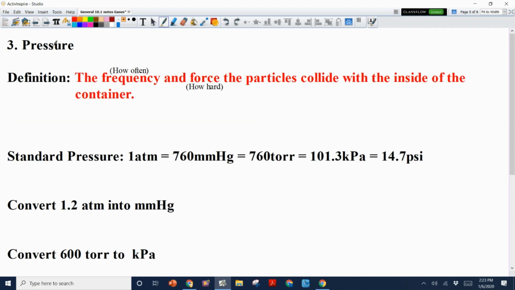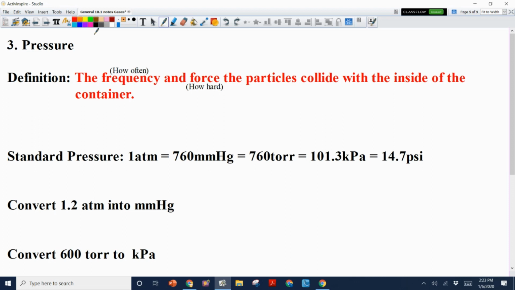Okay, pressure. Well, let's define what pressure is first. Pressure is the frequency, which means how often, and the force, which means how hard, that the particles collide with the inside of the container. So if you have a container of gas, like compressed air in a tank, the molecules or atoms of air inside that can are moving around at a constant, high speed, straight line, fast movement.